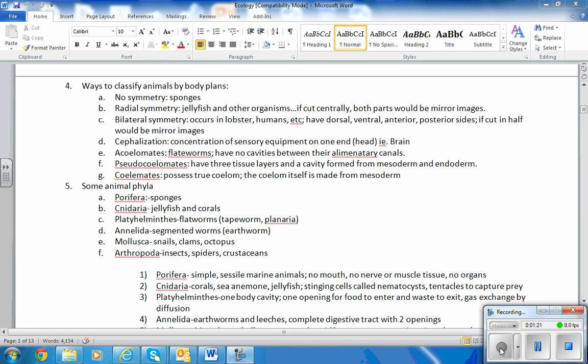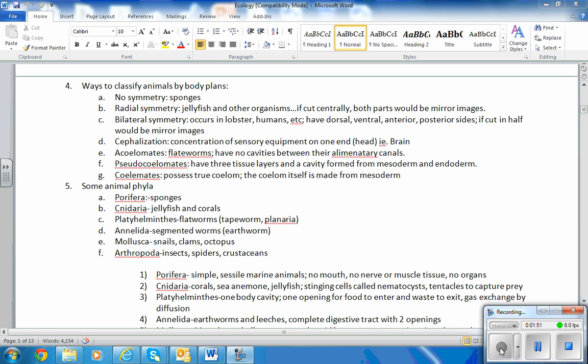Radial symmetry. An example of an organism that has radial symmetry would be a jellyfish. These are organisms that if you cut them down the middle, then they're literally mirror images of each other, and you could cut at any angle and they would still be mirror images. Like if you look at the top of a jellyfish and cut it straight down the middle, it would be totally symmetrical from either side, and if you chose a different angle, it would still be totally symmetrical from either side. So that's radial symmetry.